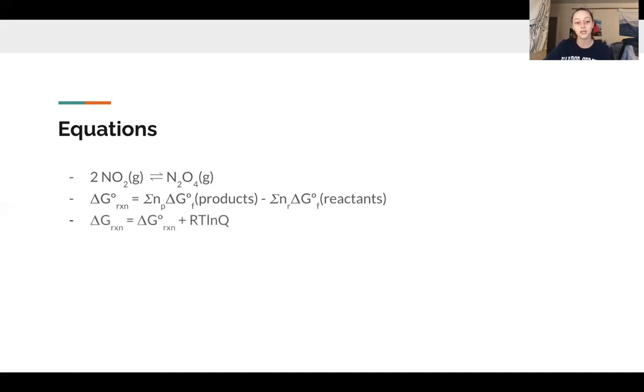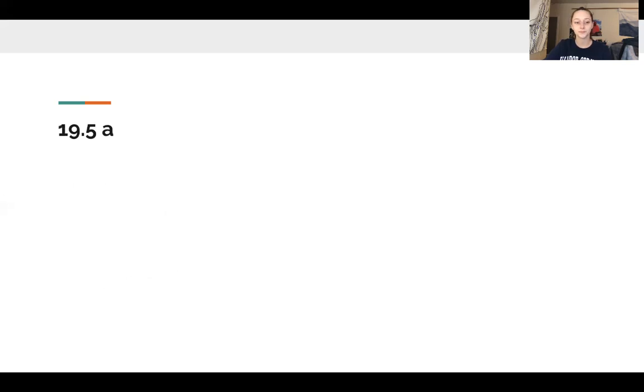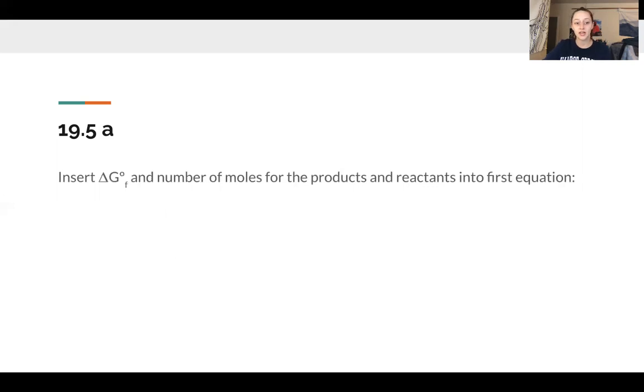The last equation we'll be using is delta G under non-standard conditions equals delta G naught plus RT ln Q, where R is the gas constant, which is 8.314 joules per Kelvin mole, T is 298 Kelvin, and Q is the partial pressure of N2O4 raised to the number of moles divided by the partial pressure of NO2 raised to its number of moles. So for 19.5a, we are going to begin by inserting delta G's of formation and number of moles for the products and reactants into the first equation.